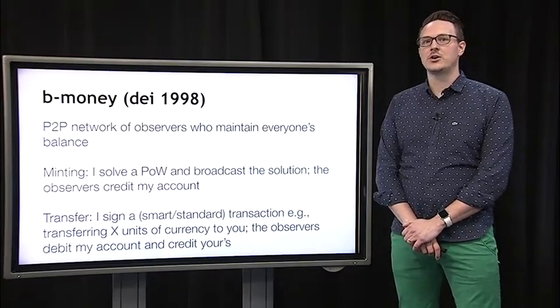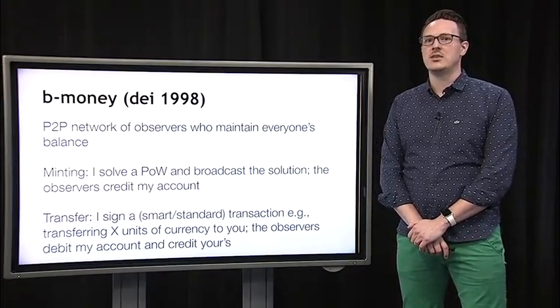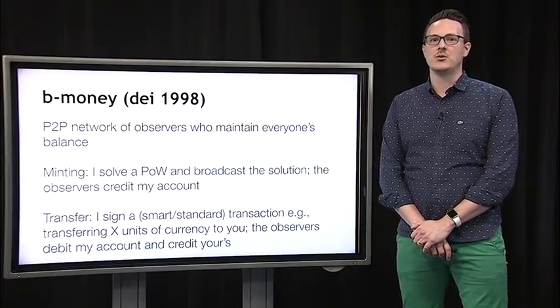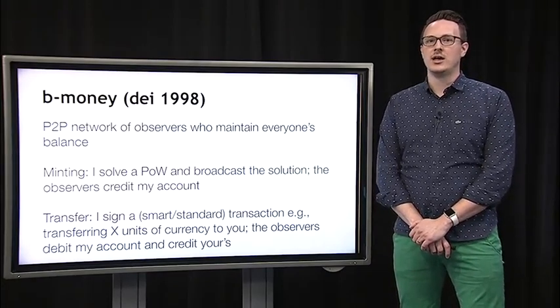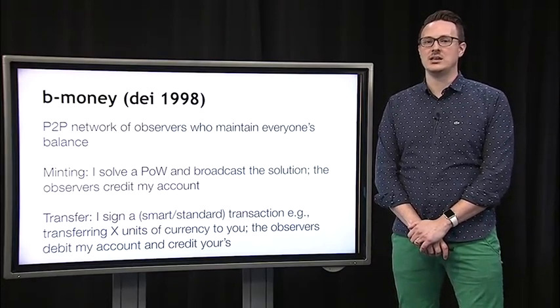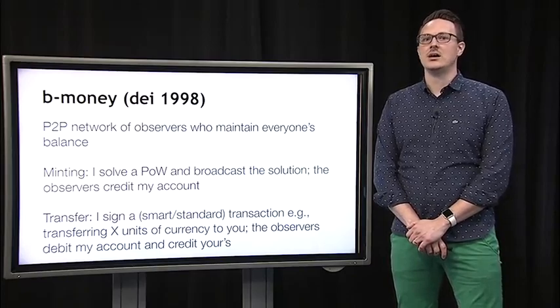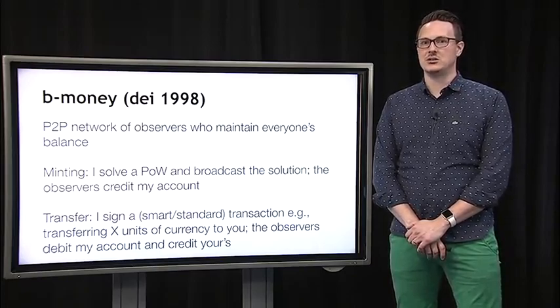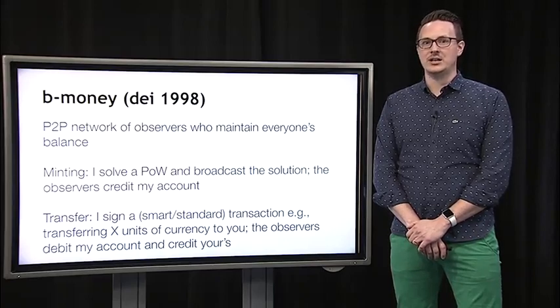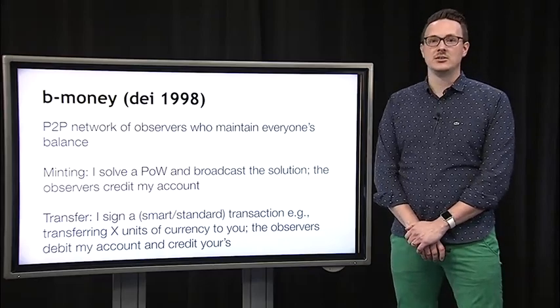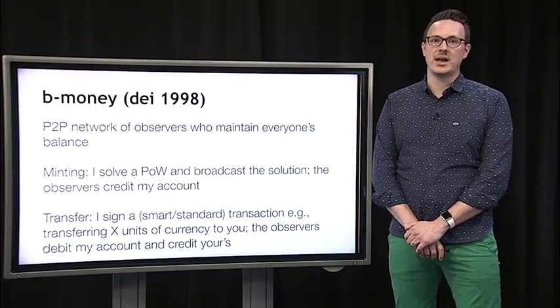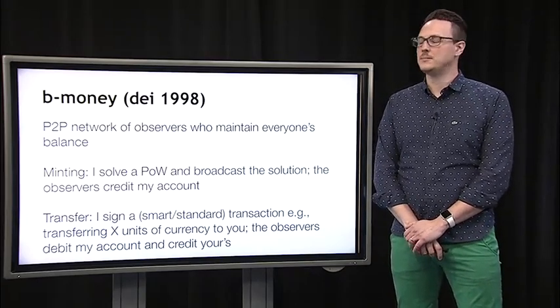Then if I want to transfer the money from someone to someone else, I do something very similar to Bitcoin where I say who I am, I say what coin I want to transfer, and I sign it with a secret key that is tied to my identity so everyone knows that this transaction came from me, and I broadcast that to the network. Then the observers validate the signature, and they update their ledger, moving the money from my account to another account.